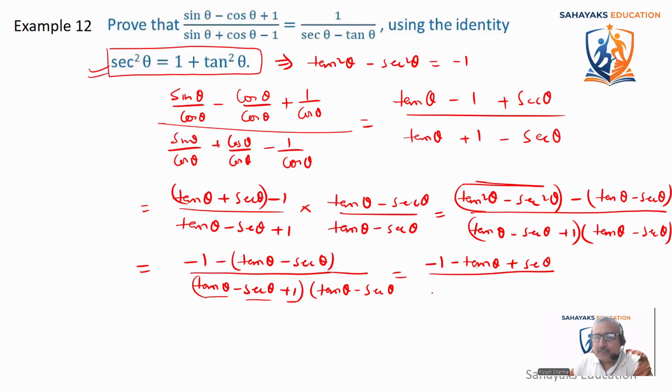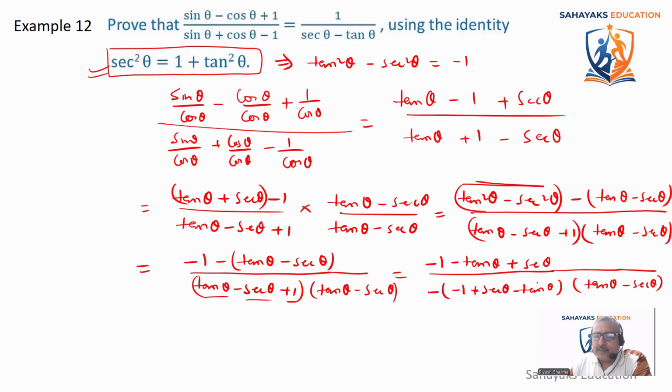So I'll just take minus common here. So it will become minus 1 minus sec theta minus 1 plus sec theta minus tan theta. So it becomes the same. Okay, what is there at the top? So it becomes tan theta minus sec theta.